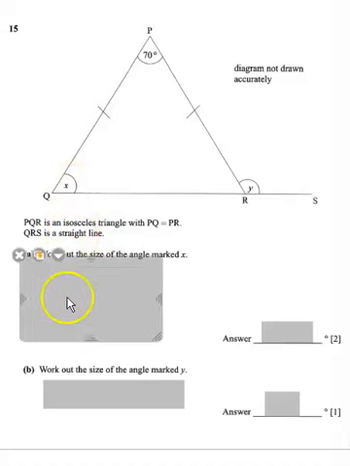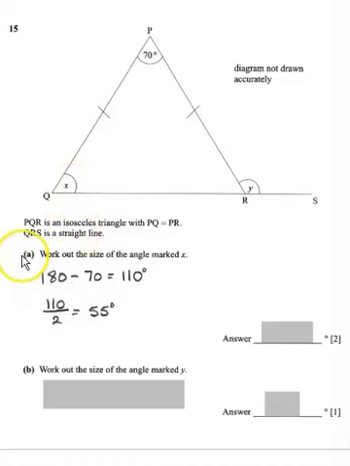Now, because it's an isosceles triangle, what we want to do is take 70 away from 180, because a triangle has a total of 180 degrees in its angles, so we find out what's left. So 180 take away 70 is 110. So it just means that those two angles at the bottom of this triangle should add up to 110.